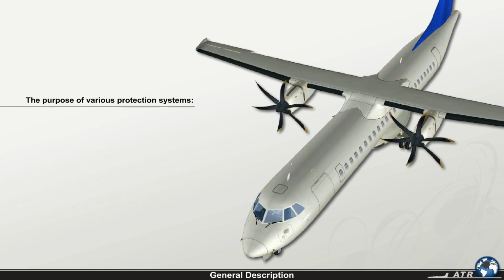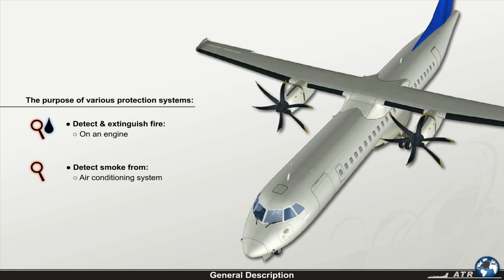The purpose of the various protection systems is to detect and extinguish the fire on an engine, detect smoke from the air conditioning system, the avionics compartment, the cargo compartments and lavatory, and automatically detect and extinguish the fire in the lavatory dustbin.